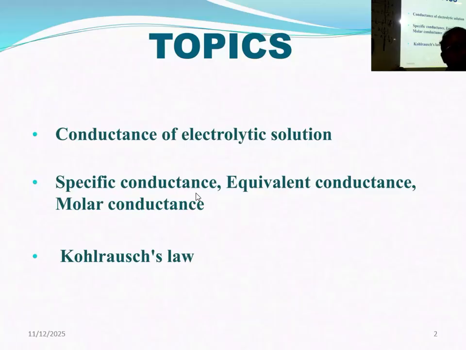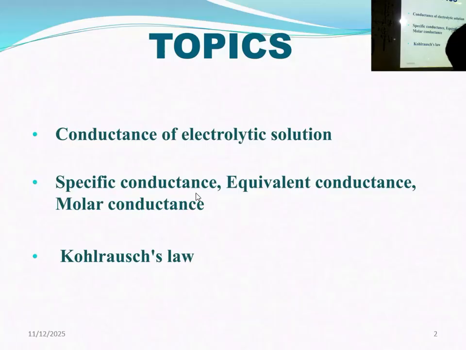Okay, so here capital lambda, and I have made a relationship. Kappa equal to 1 by rho. What is rho? Specific resistance or resistivity. If you take 1 by rho, that is kappa, the specific conductance. And 1 by R is capital lambda, where R is resistance, so 1 by R is conductance.